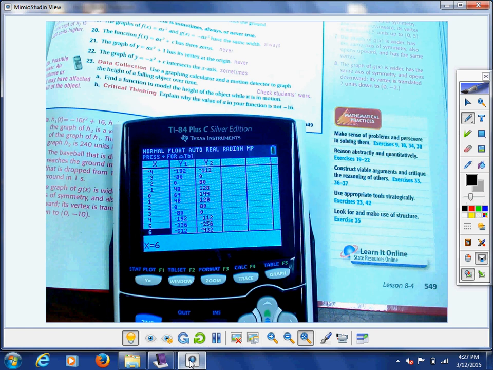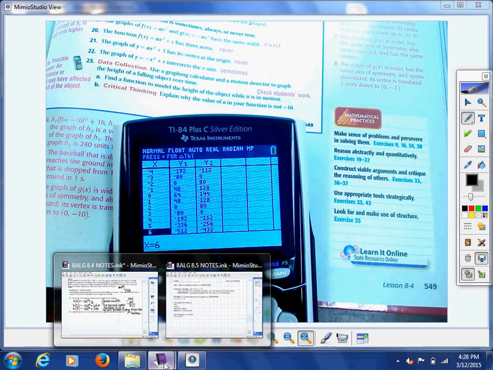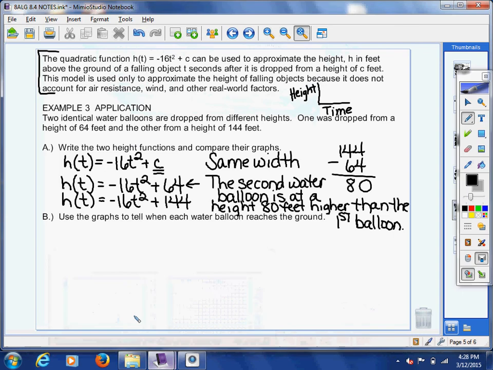So you could also use the table function if you just really get stuck and you can't see it on your graph. You just can't make the graph work for you. That's a great option, is to use the table function. Okay, now I'm going to switch back to our notes now. Okay, and I think we're right here.